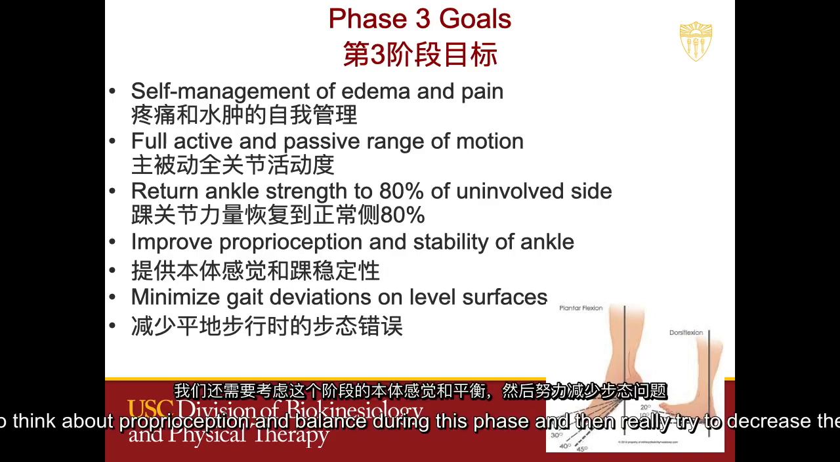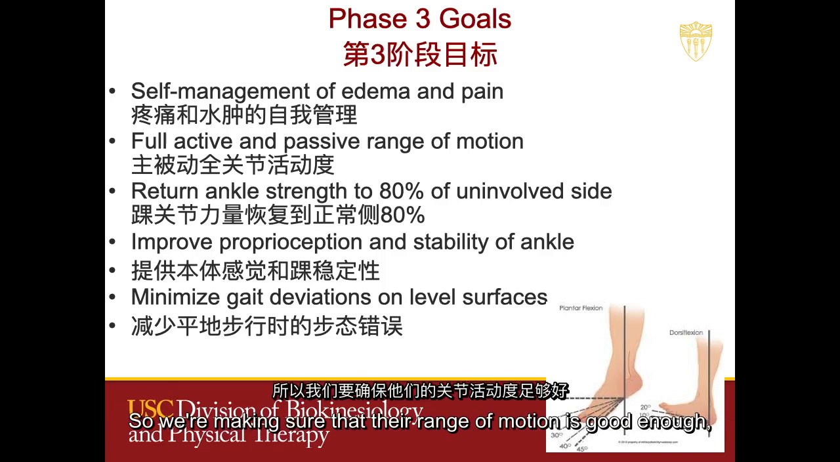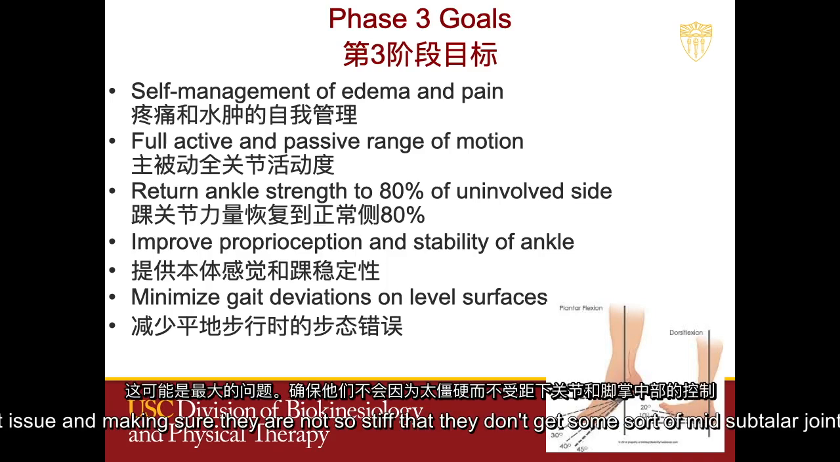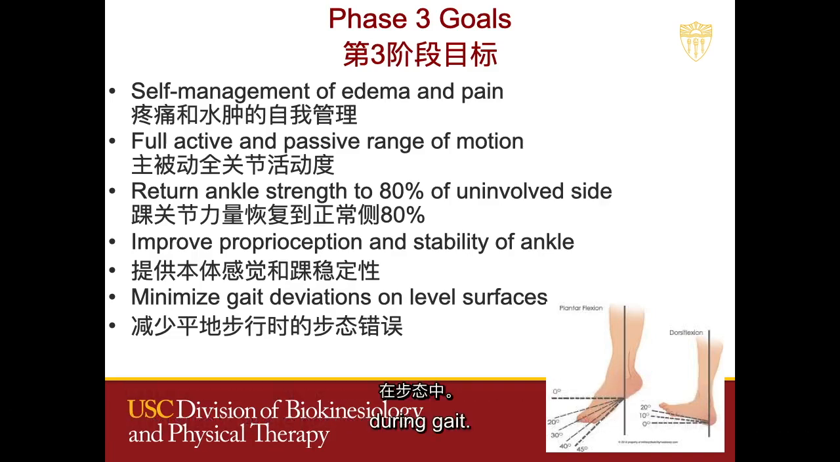We also need to think about proprioception and balance during this phase, and then really try to decrease their gait problems. So we're making sure that their range of motion is good enough that they can get dorsiflexion during gait, which is probably the biggest issue. And making sure they're not so stiff that they don't get some sort of subtalar joint control and midfoot control during gait.